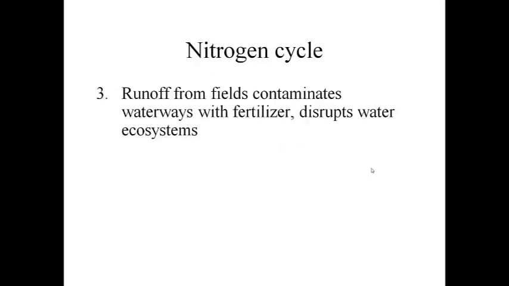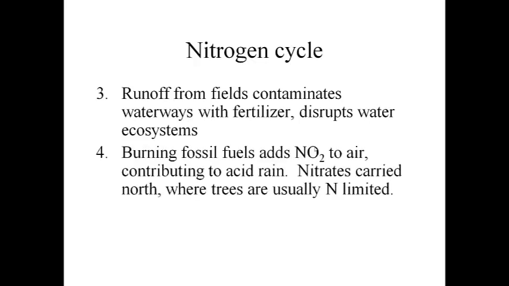Like the water cycle, one of the effects of deforestation is runoff. Runoff from the fields contaminates the waterways with fertilizer and disrupts the water ecosystems, as we mentioned before. We have fossil fuels again contributing to the nitrogen cycle. These add nitrates to the air. That contributes to acid rain. Once the nitrogen dioxide gets into the air, it combines with water to form nitric acid.